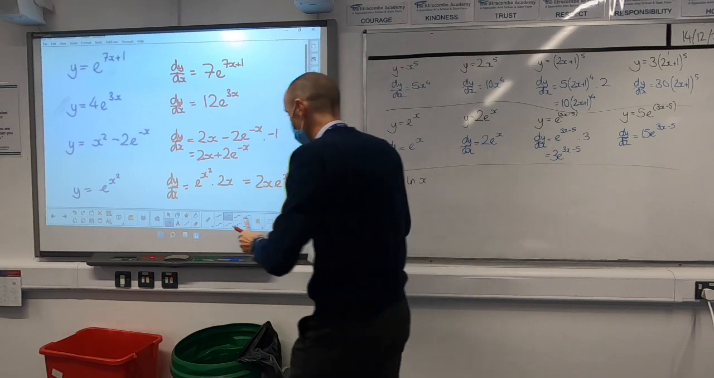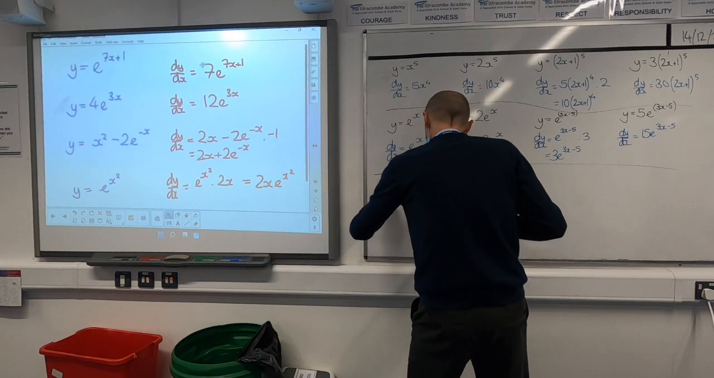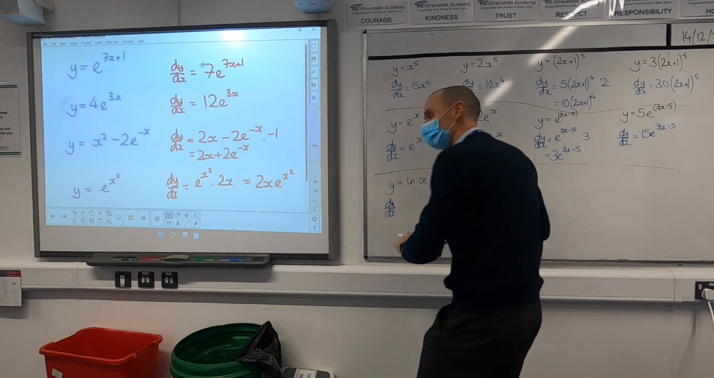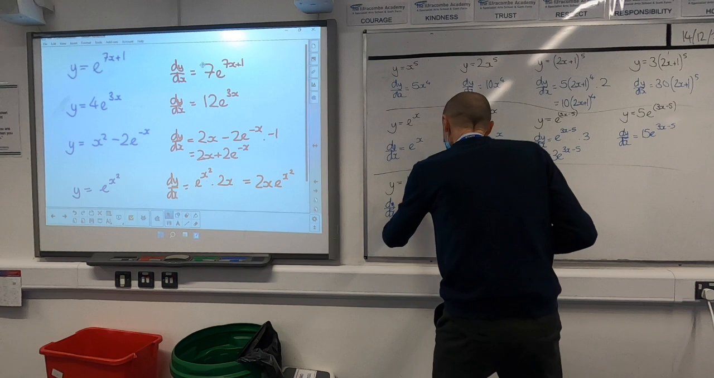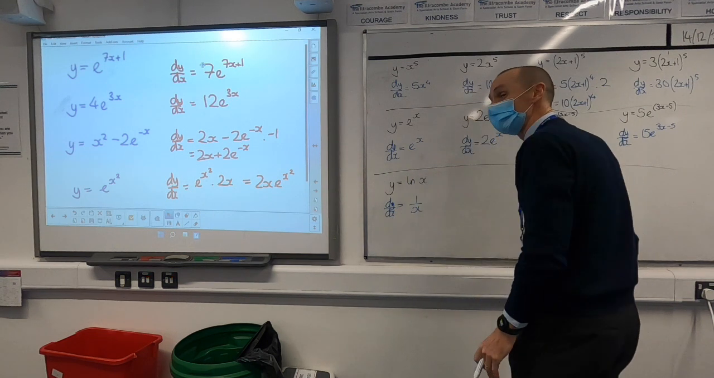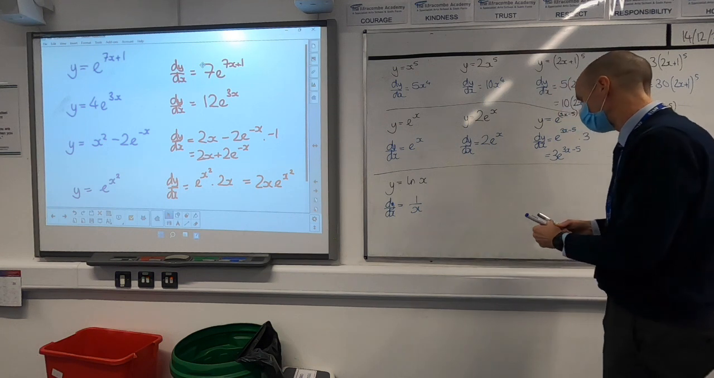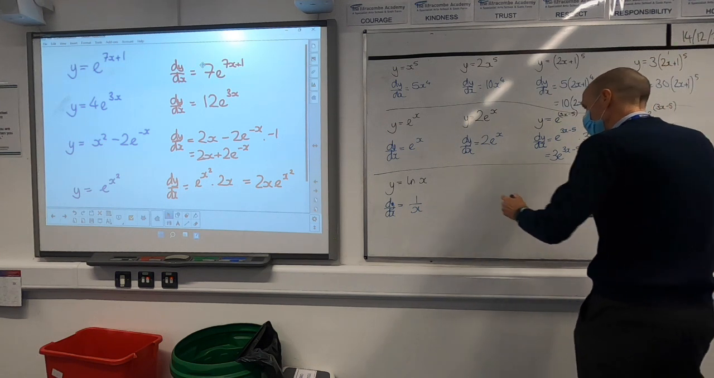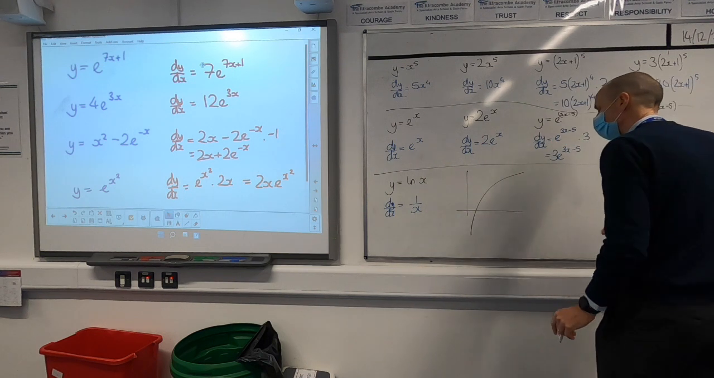Again, we could prove this by first principles. If you want to hang around after the exams in the summer, we can go through all those things that we don't have time for, but yeah, it's just this: 1 over x. I mean, you can sort of see it from the graph. So the graph of ln x looks like this.